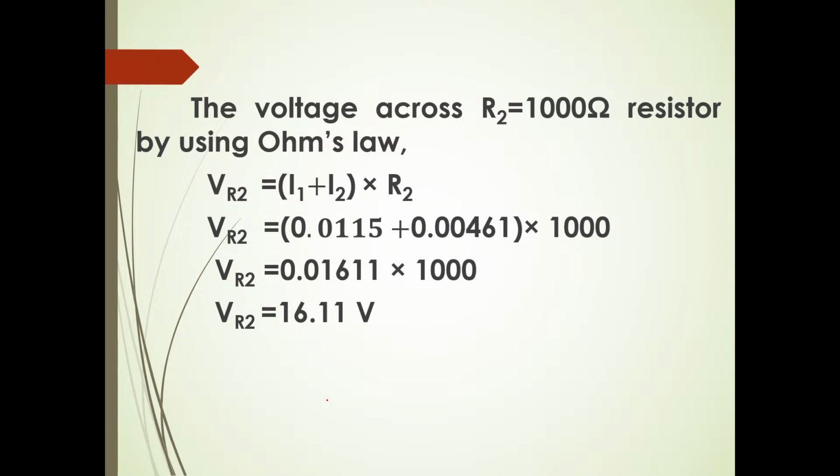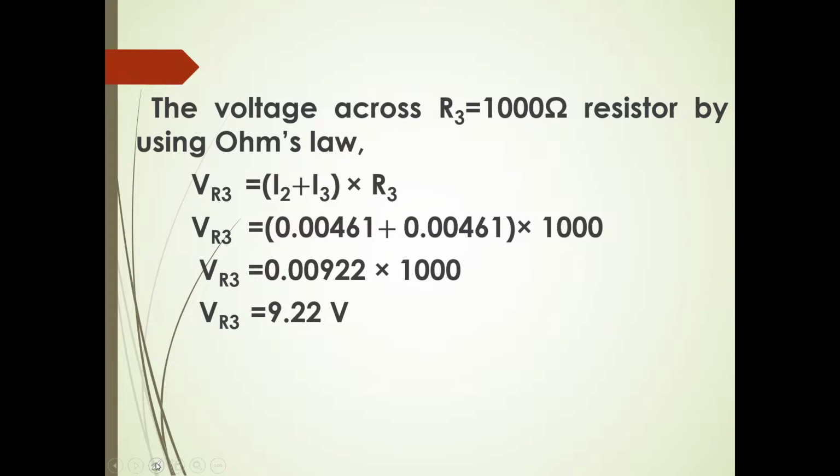Okay, now let us determine the voltage drop across R3. R3 resistance value is 1000 ohms. So what is the voltage drop across R3? VR3 is equal to R3 into (I2 plus I3).